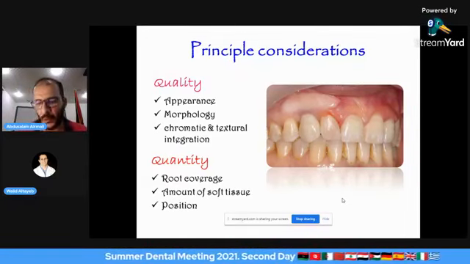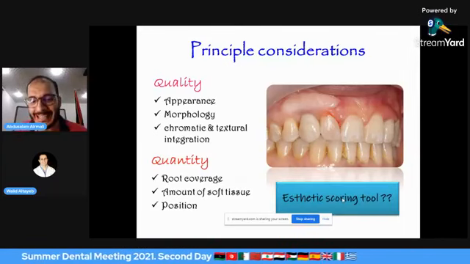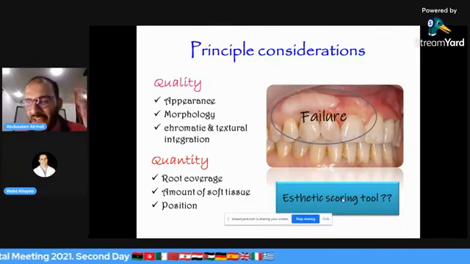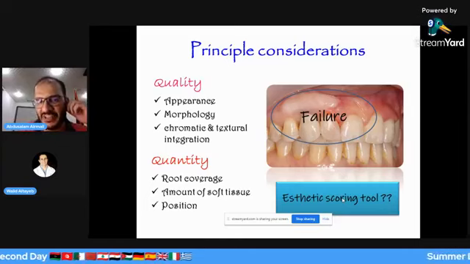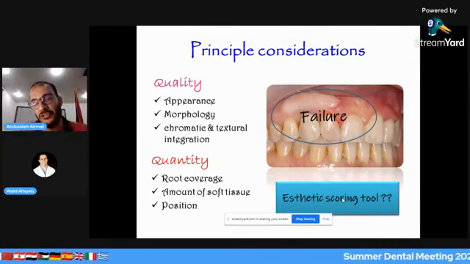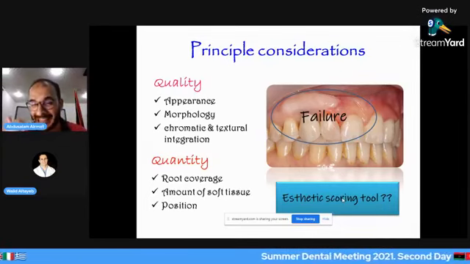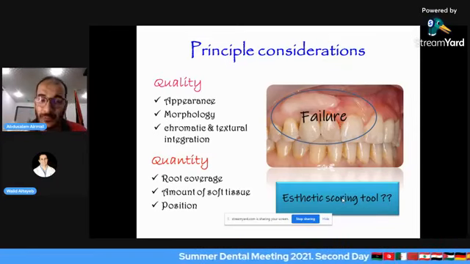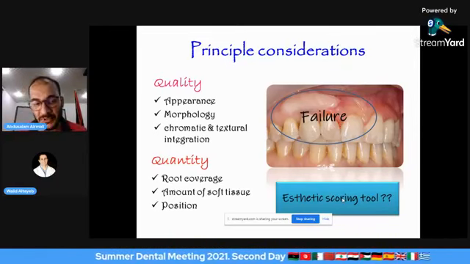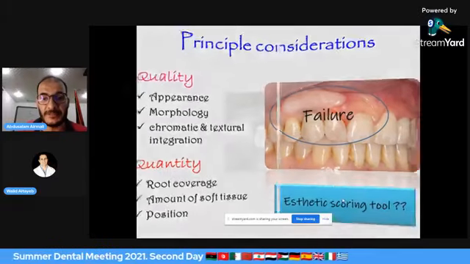quantity without any quality. Because if we apply the aesthetic score tool on this case, this is a failure case: taking a free gingival graft to graft the soft tissue over the upper canine in the aesthetic zone in a patient with a high smile line. This will not be accepted nowadays by most of the patients.